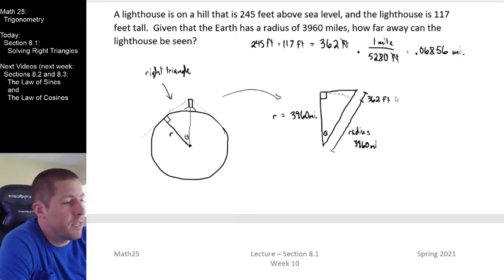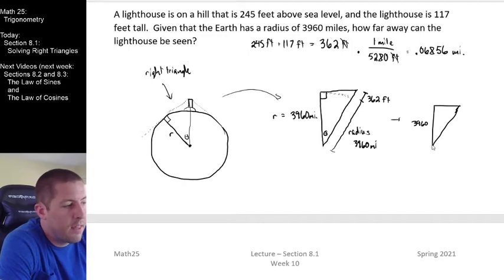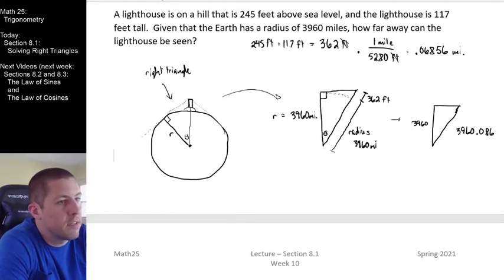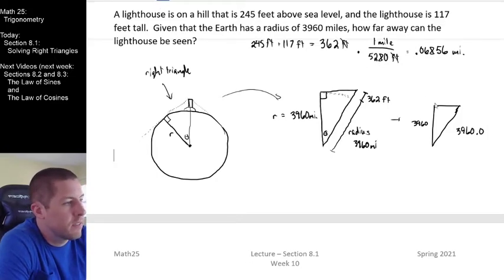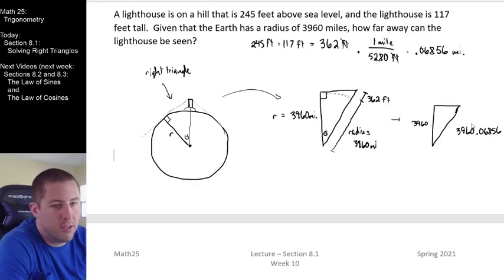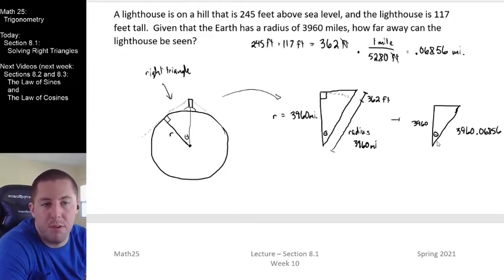So here's kind of what I'm seeing. It seems like our triangle of interest, this guy right here, has a length of 3960 here. That's the radius. The hypotenuse is the radius plus the lighthouse height, so it's going to be 3960 plus, sorry, I started drawing my numbers wrong right there, 0.06856, because it's got that little bit of additional height from the lighthouse. And this is the angle through which we've swept out in our viewing angle.